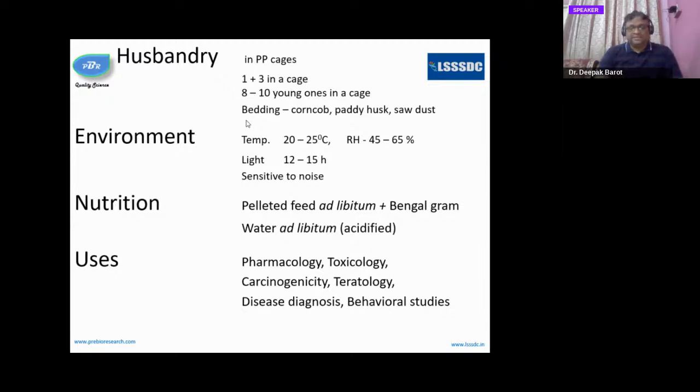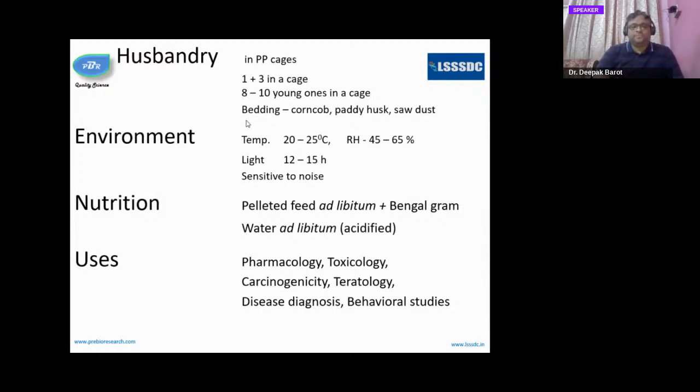The light, as I said, they're nocturnal animals, so the light hours should be minimum 12 hours, and then it can vary. Sometimes people keep 14 hours darkness, 12 hours of light, or vice versa. That you can decide, but 12 hours of light and dark cycle they need. And they're very sensitive to noise, so not more than 80 decibels of noise level should be there in the laboratory animal facility.